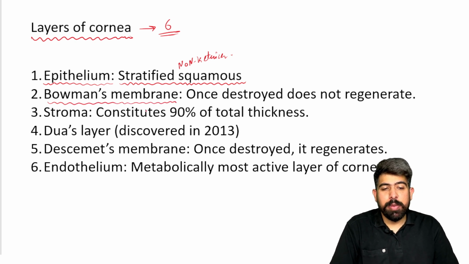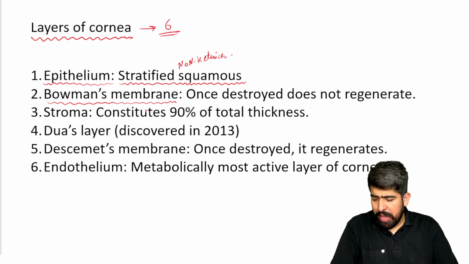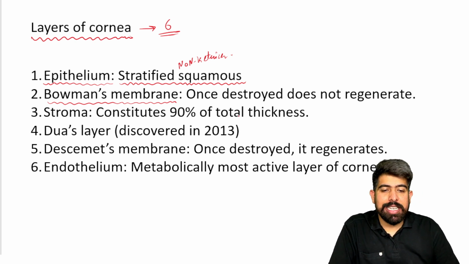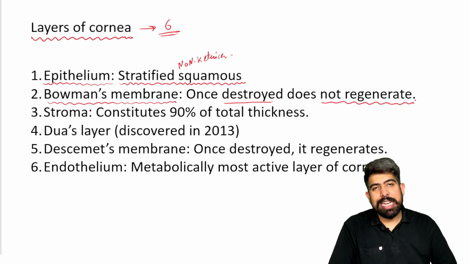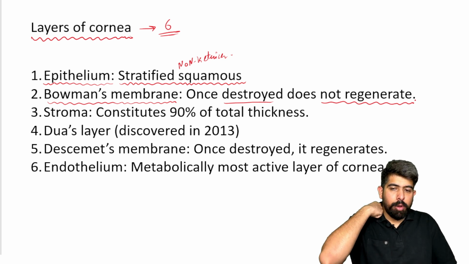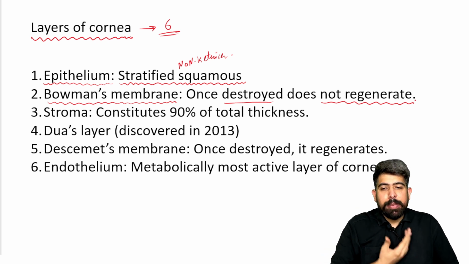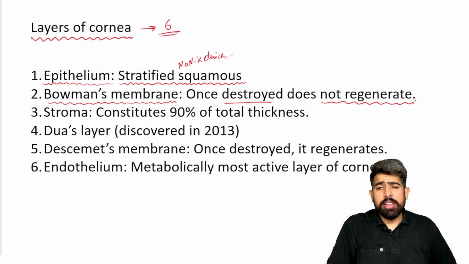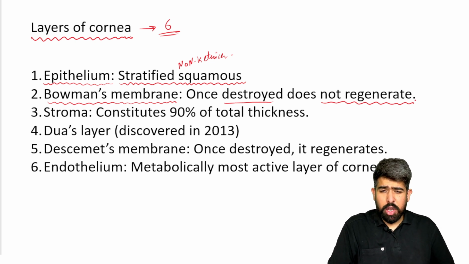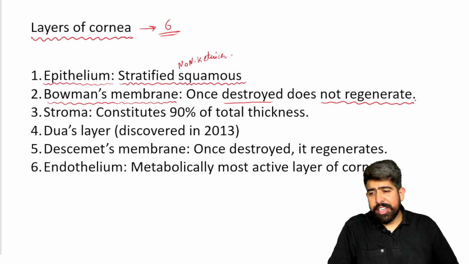What is the importance of Bowman's membrane? Just remember, due to penetrating trauma to the cornea, the layers can get damaged. If Bowman's layer is destroyed once, it will not regenerate. All the other 5 layers can regenerate, and the cornea will return to normal after recovery, but Bowman's layer will not be there. So if a patient comes to your ophthalmology clinic and you see that Bowman's membrane is absent, you can ask whether there is a history of trauma to the cornea, maybe penetrating trauma.